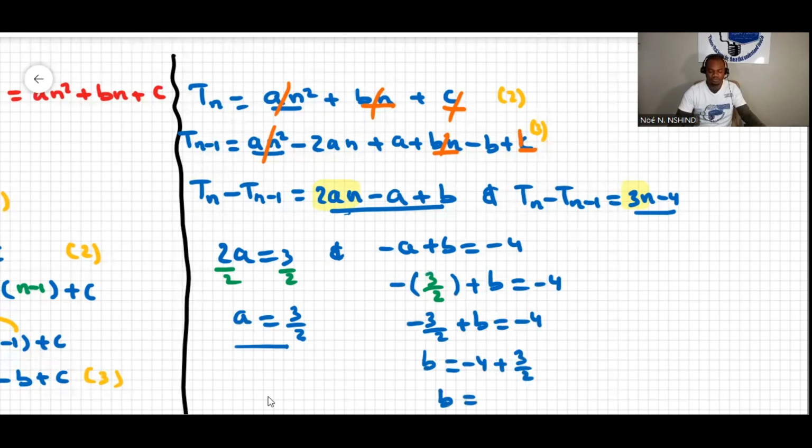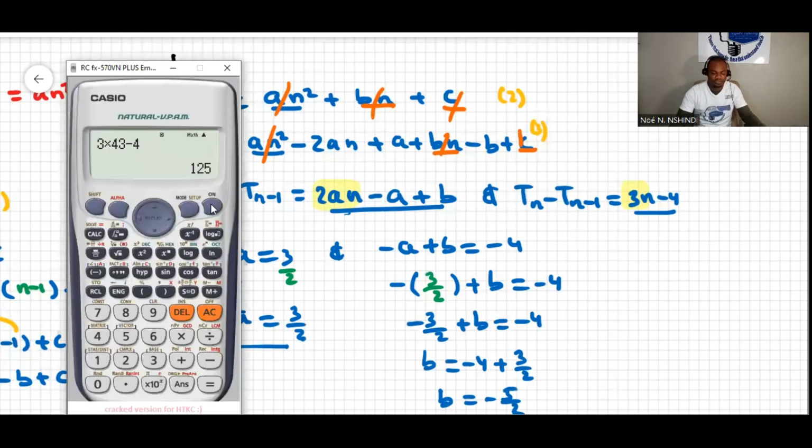B will be equal to negative 4 plus 3 over 2, that's going to be a negative 5 over 2, okay? Because it's negative 5 over 2. Let's check in the calculator. Negative 4 plus 3 over 2. Yes, this is negative 5 over 2. Now we got the value of b.